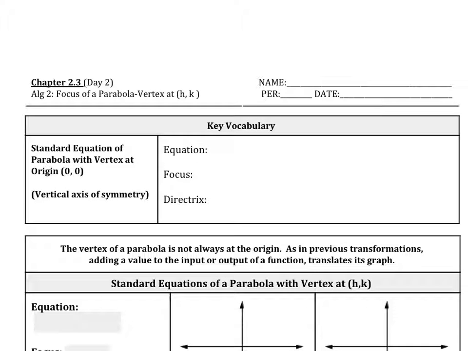Now that we looked at focus and directrix when the parabola is at the origin, let's look at the focus of a parabola when the vertex is changed. So let's remember the standard equation of a parabola with vertex at the origin, (0, 0): y equals 1 over 4p times x squared. Our focus is at (0, p), whatever that p is. And then our directrix is y equals negative p, so opposite of where the focus is.